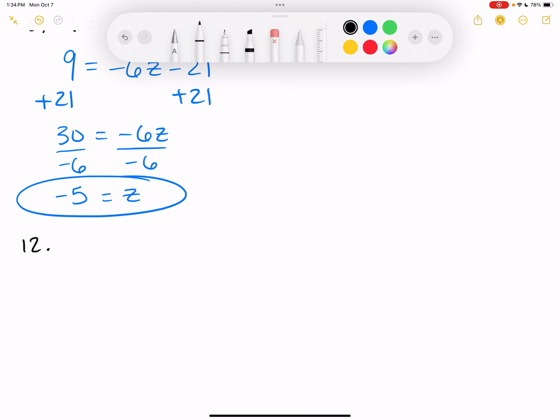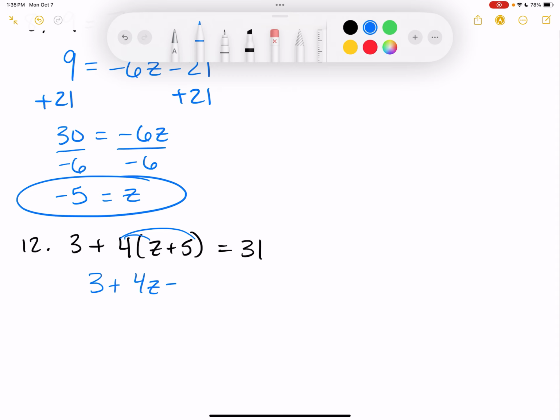All right, 3 plus 4 times z plus 5 equals 31. So when I have one like this, the very first thing I need to do is to distribute. So I have 3 plus, in here I would have 4 times z plus 4 times 5 is 20 equals 31.